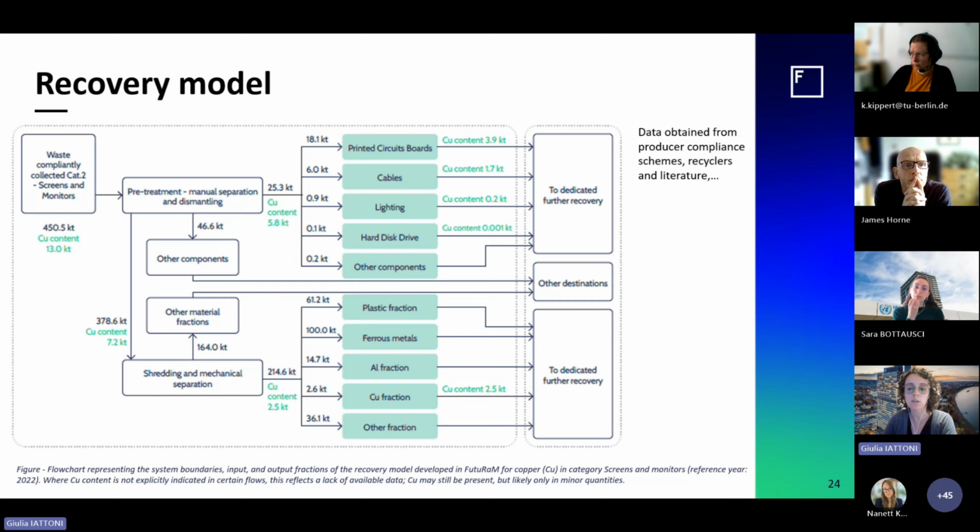We mainly looked at the components and material fractions which could be obtained as output from the first part of the treatment chain, including pre-treatment, such as manual separation and dismantling, and then shredding and mechanical separation with primary and secondary treatment. This is just an example for the copper content, which you can see highlighted in green in category 2, screens and monitors, and is a simplified flowchart just to provide you with the idea behind the recovery model.